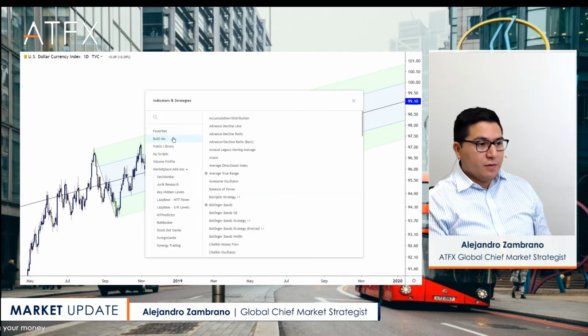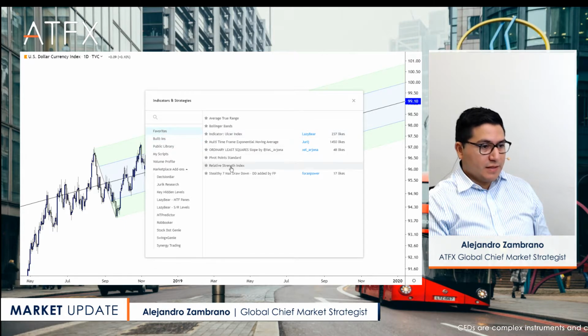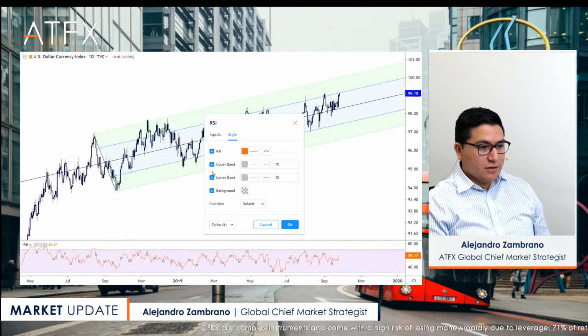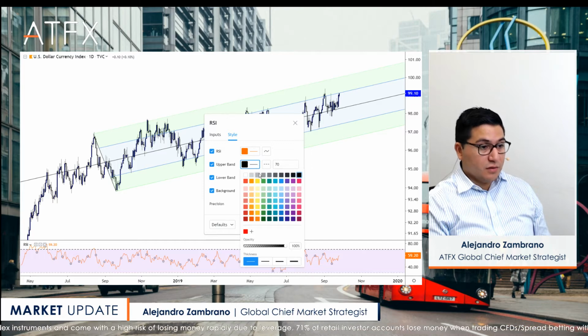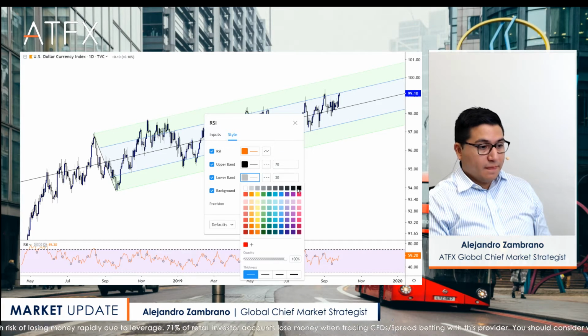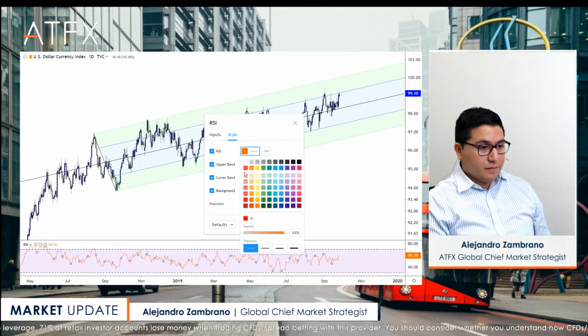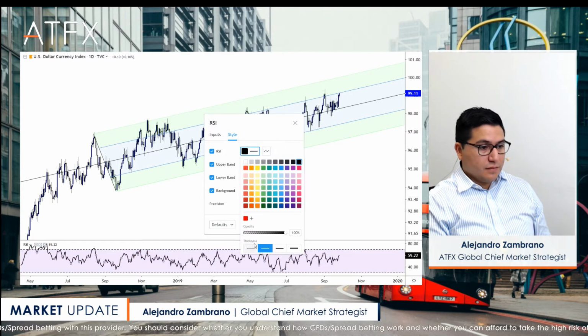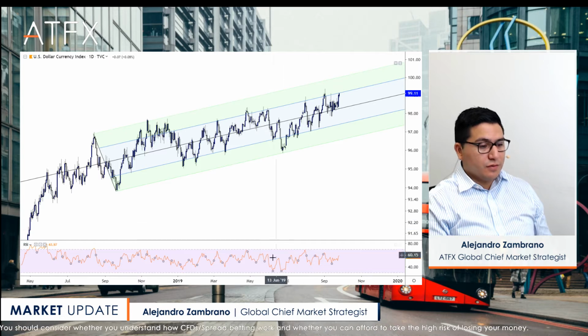And we need to remember, let me just add an RSI. RSI is actually not overbought, which is good if you're a dollar bull. So, oh well.